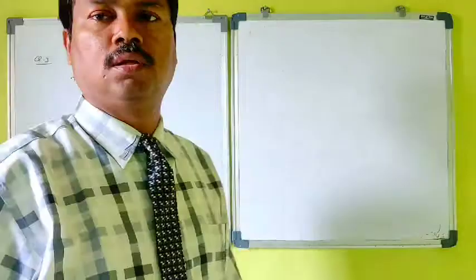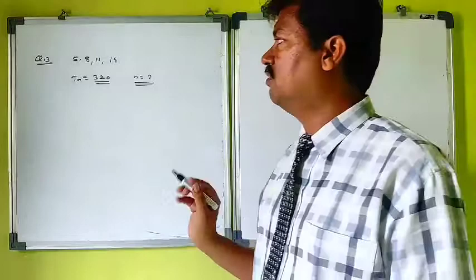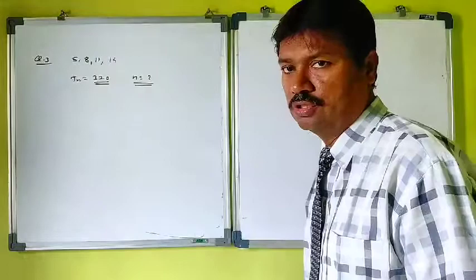Yes, the next question is question 3. The arithmetic progression is given: 5, 8, 11, 14, and so on, and Tn is given as 320. What is n? The question is, what is the value of n here?